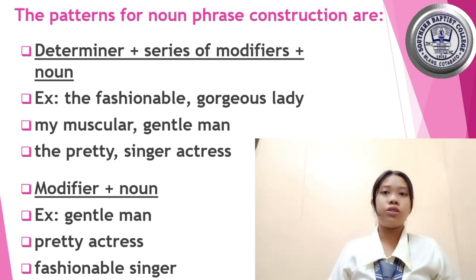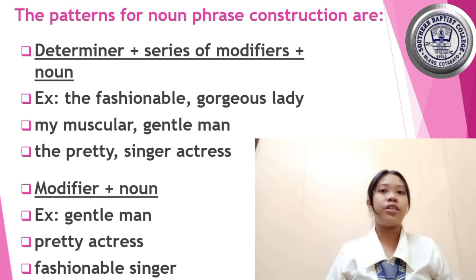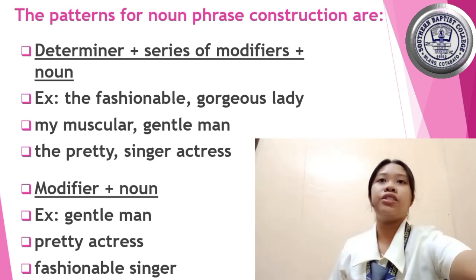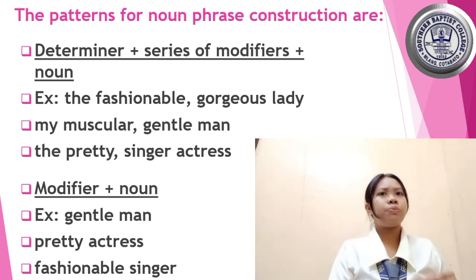So let's continue with the fourth pattern, which is the modifier plus noun. As I said earlier, the modifier is like extra details you add to a description.